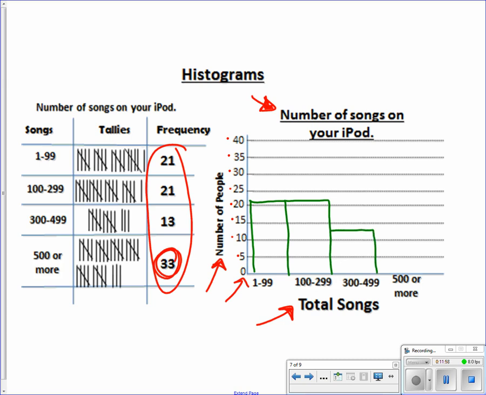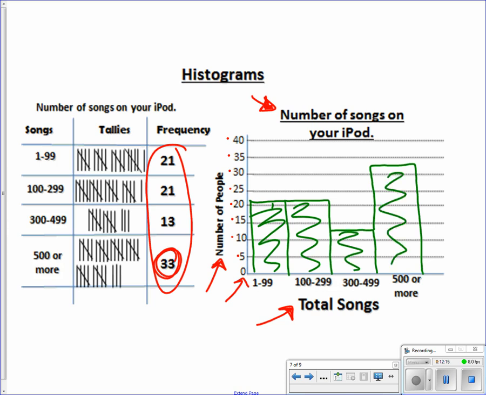Then my last one is 33. So I'm going to make my bar for that. I'm just going to continue it off there, come up. That's going to be about in between there, and back down. Now, I always like to shade them in so you can see them. Notice I have no gaps between my bars, okay? And that's what my bars would look like. Now let me go to the next slide to show you what that would look like.